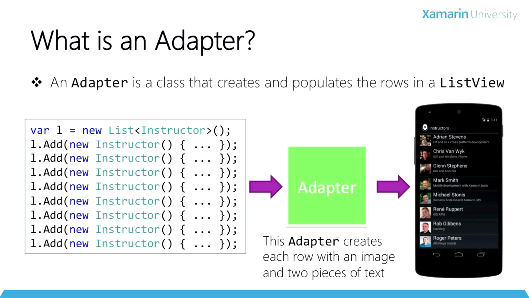But in our example here on the slide, we have a list of instructor data on the left that we want to render out to a list view on the right. The adapter is going to be asked for a row, and it's going to look up the data for the instructor, and then it's going to create that row. More specifically, it's going to create an image view and two text views, and use the values inside the instructor object to populate the views. And then that row is passed back to the list view.